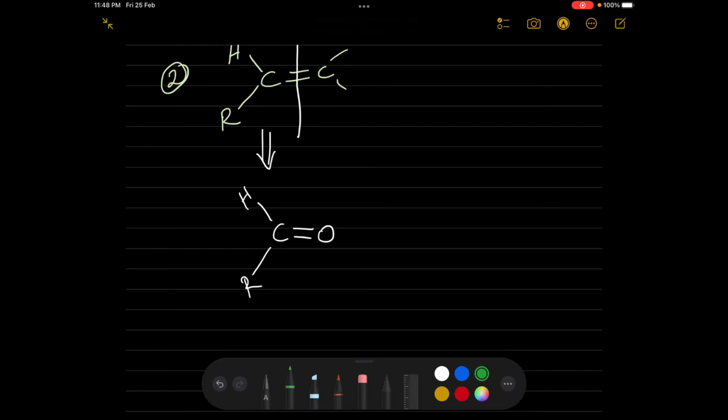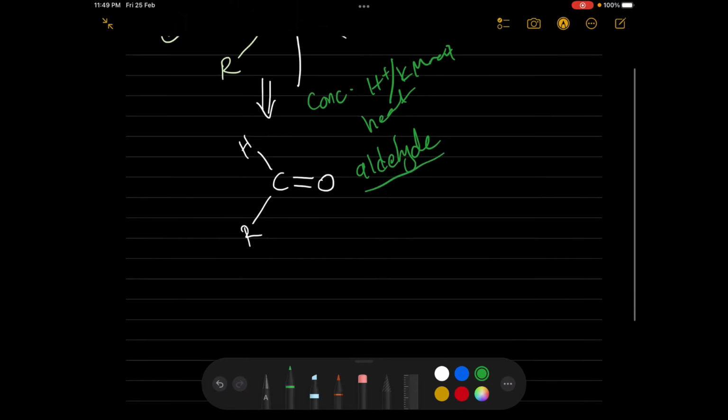So once you get this compound, it's called aldehyde. You're adding concentrated acidified KMnO4, and this is in the presence of heat, you will get aldehyde. The aldehyde doesn't last for a long period of time. It will change immediately to carboxylic acid, and the carboxylic acid looks a little bit like aldehyde, but the only difference is the presence of the OH group.